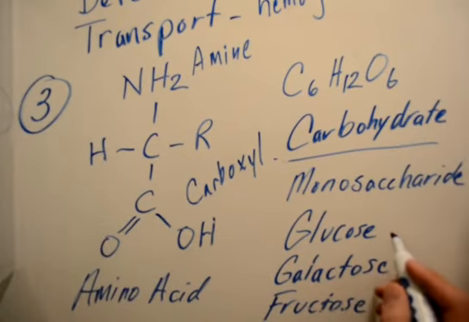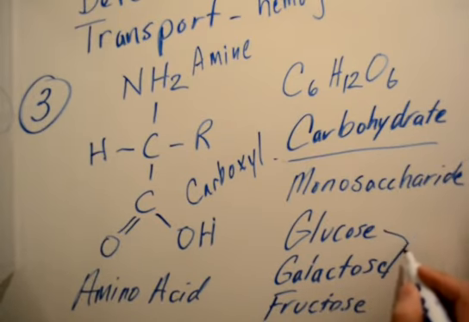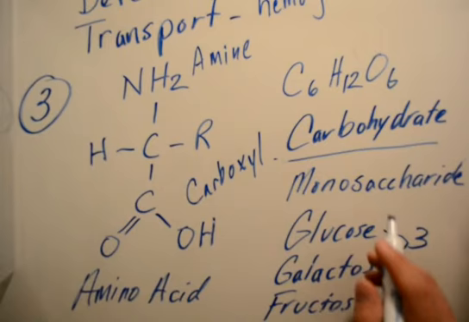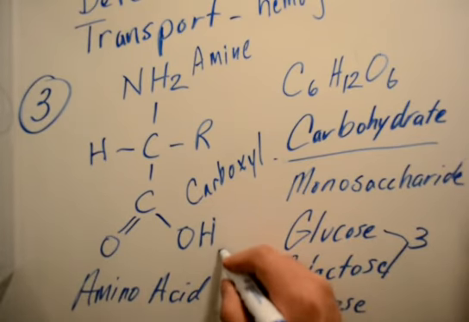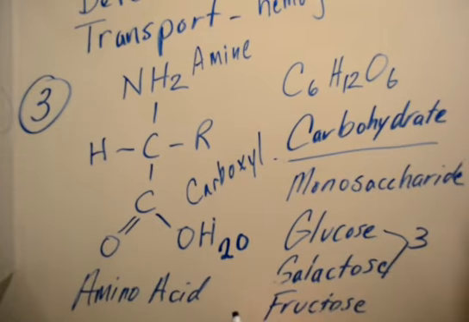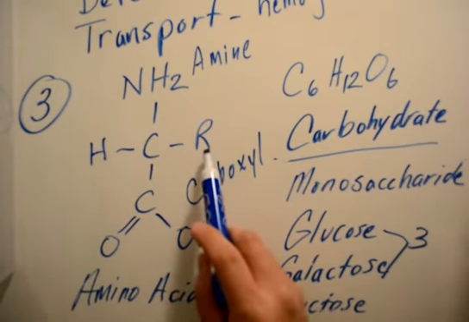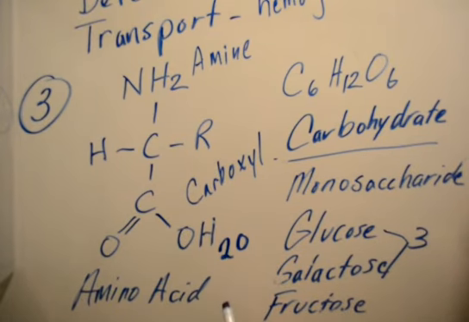And so if you notice that there are going to be 3 different types of monosaccharides. Now, there are 20 types of amino acids. So again, those 20 different types of amino acids are going to differ based off of this R group.